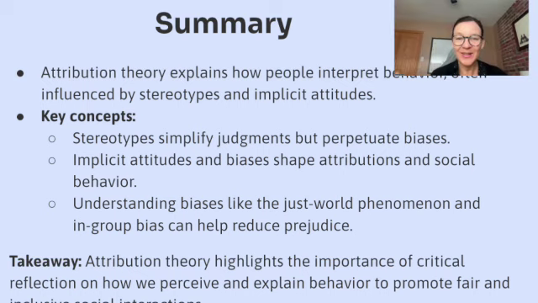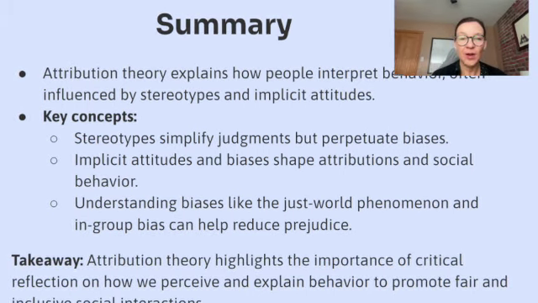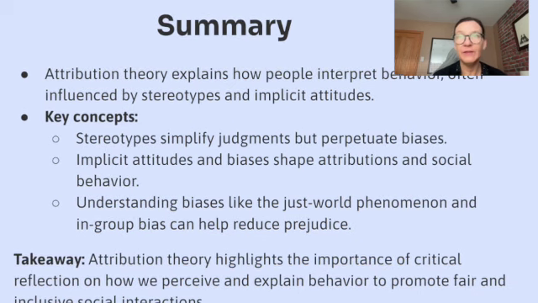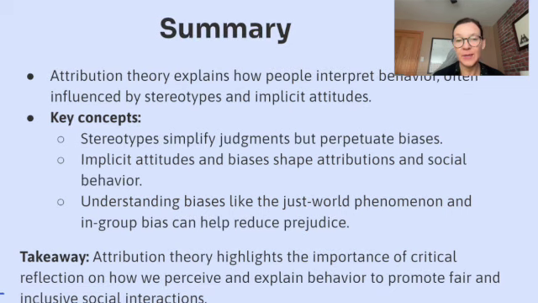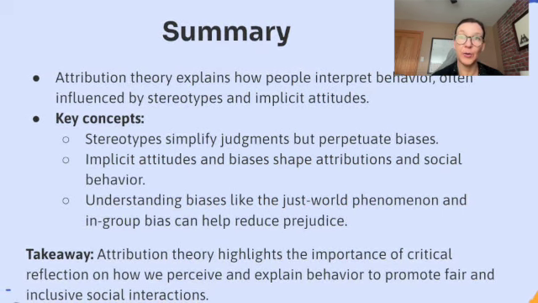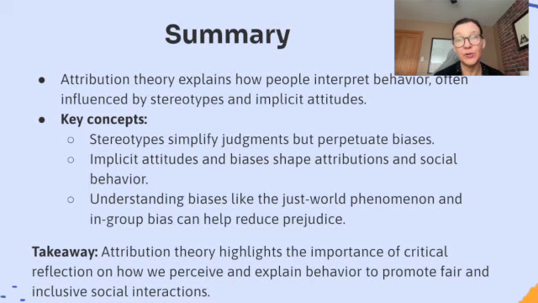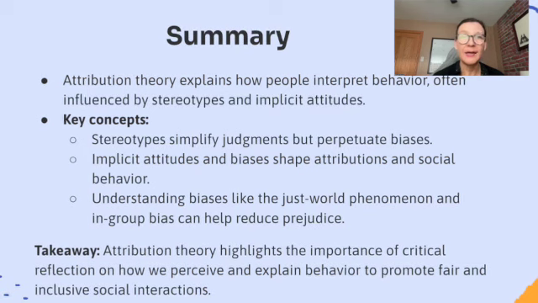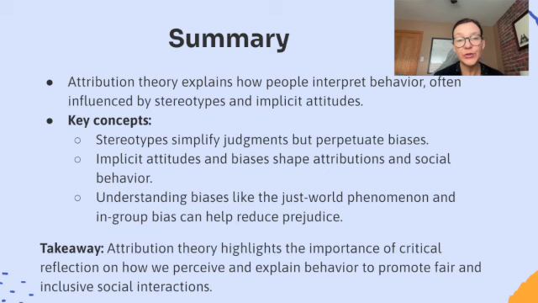Okay, so let's summarize all of that into a little nutshell here. So, attribution theory explains how people interpret behavior, often influenced by stereotypes and implicit attitudes. And here are the key concepts that we covered in this video. Stereotypes simplify judgments but perpetuate biases. The implicit attitudes and biases shape attributions and social behavior. And understanding biases like just world phenomenon and in-group bias can help reduce prejudice.